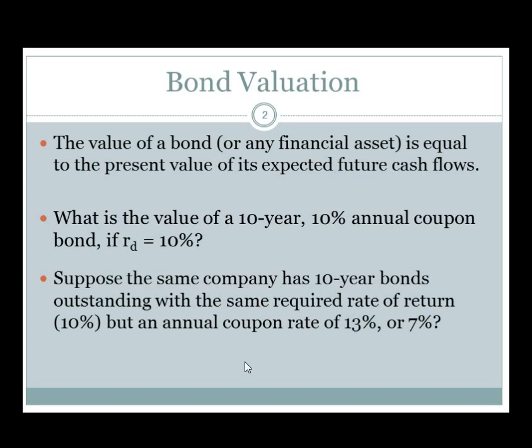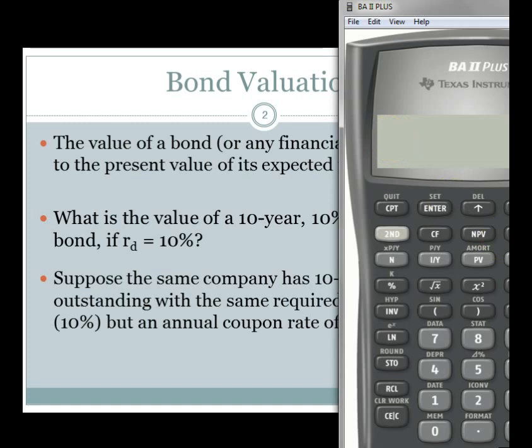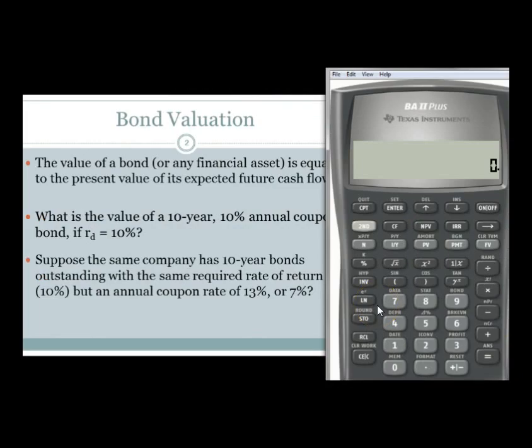With bond valuation, we have two different interest rates that we're looking at. We have the coupon rate and we have the yield to maturity. So let's look at how we do this on our calculator. So we've got a VA2 Plus calculator, and let's look at how we plug this in.